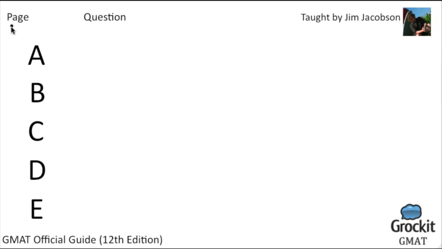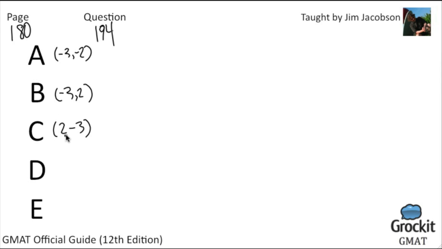So page 180, question 194. Closing in on the end of the problem-solving section. So we have negative 3, negative 2, negative 3 and 2. So clearly we can already tell there's some kind of conceptual thing because it's all the same numbers, 3s and 2s. 3 and negative 2. And then 2 and 3.